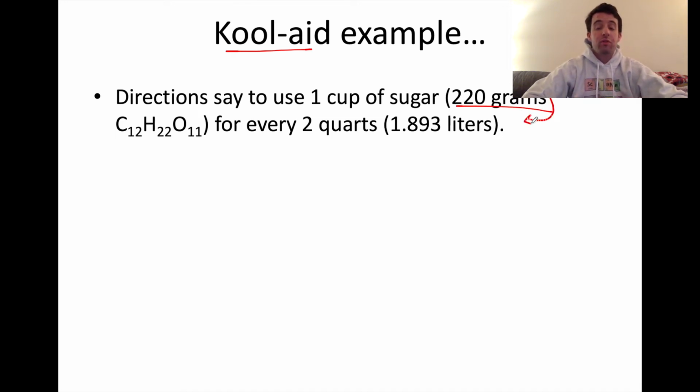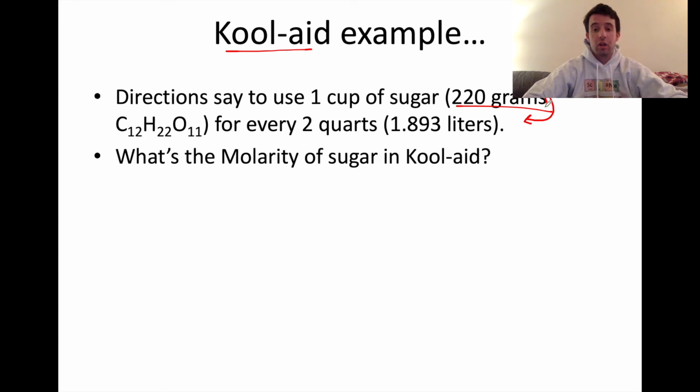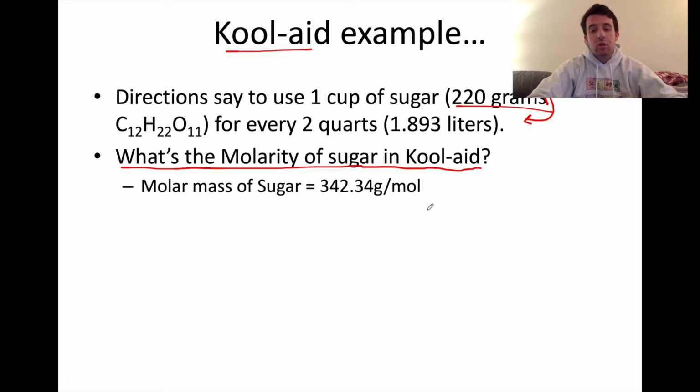Now, what we want to find in this problem is the molarity of sugar in Kool-Aid. So that's the problem. How we do that is we have to first figure out the molar mass of sugar. I just gave that to you. If you were looking for this, you would just use a periodic table: you have 12 carbons, multiply that by carbon's molar mass, 12.01, 22 hydrogens, multiply that by hydrogen's molar mass, 11 oxygens, and so on and so forth.